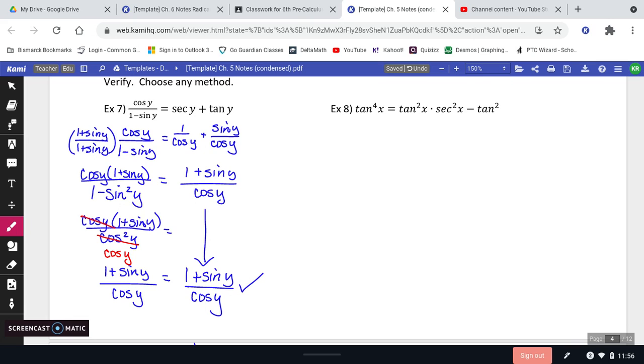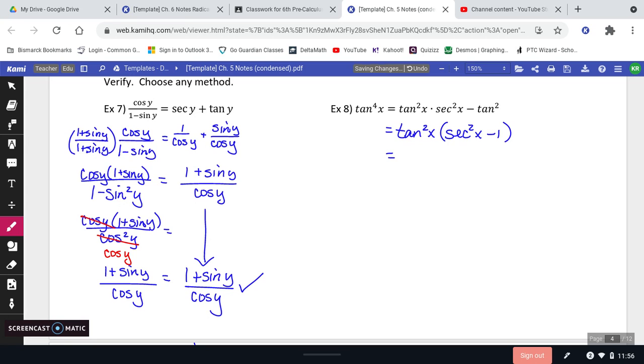Okay, number 8. Well, on this one, first thing I see is on the right side, I've got tangent squared times secant squared, but minus a tangent squared. So I'm thinking we're going to factor. I can factor out a tangent squared, and I get secant squared minus 1.